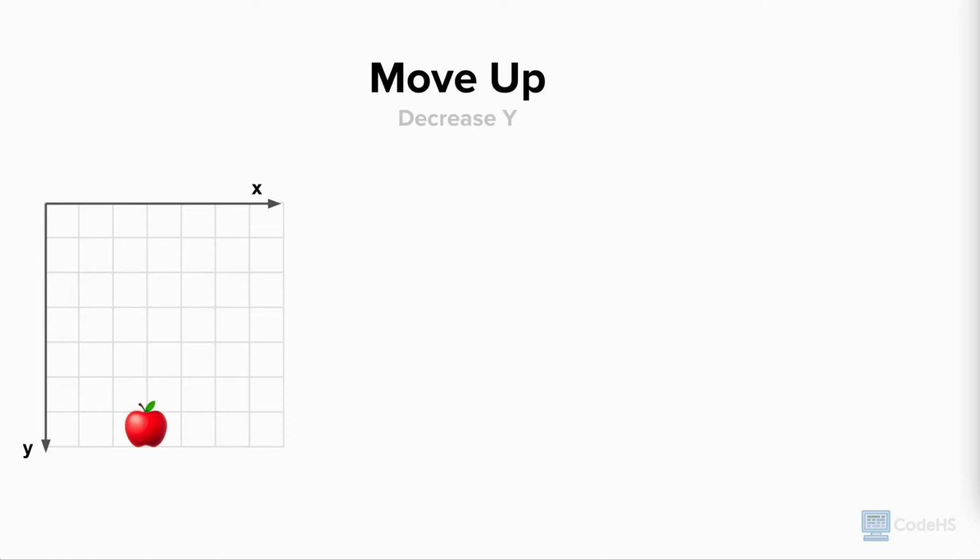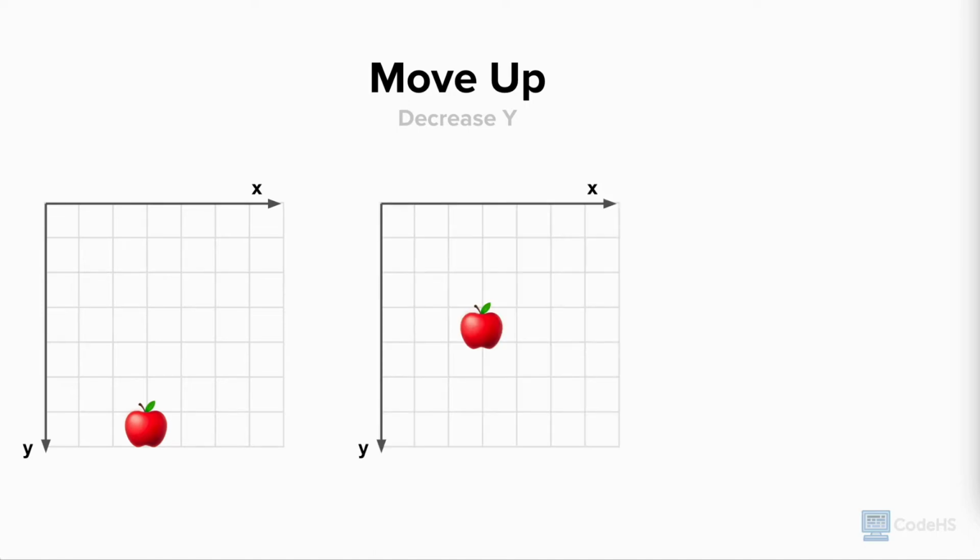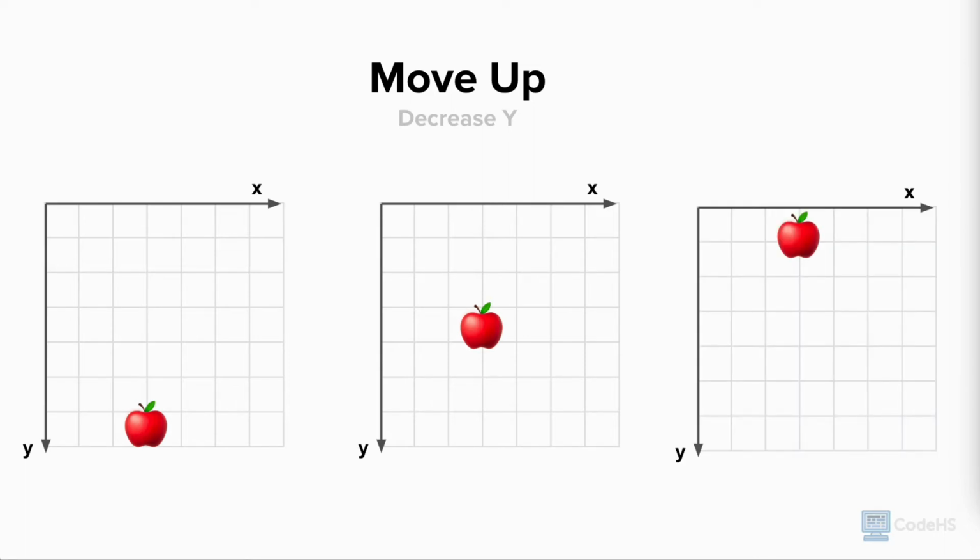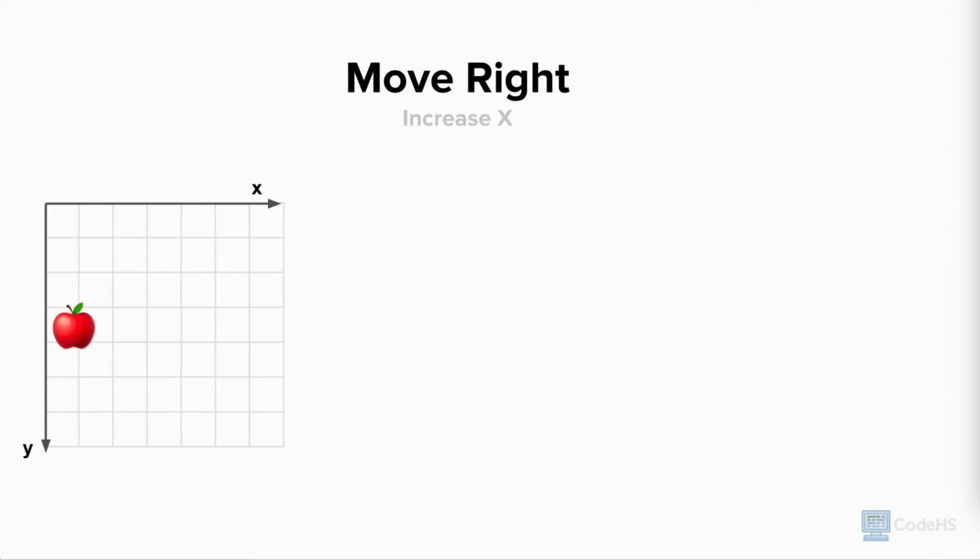To create an upward motion, the Y position of the shape will be decreased. When the Y position is decreased from the given apple, the apple moves upward in each frame. This happens repeatedly until the apple reaches the top of the canvas.